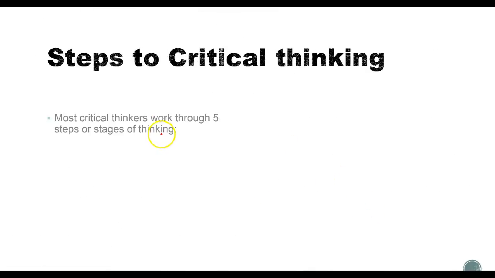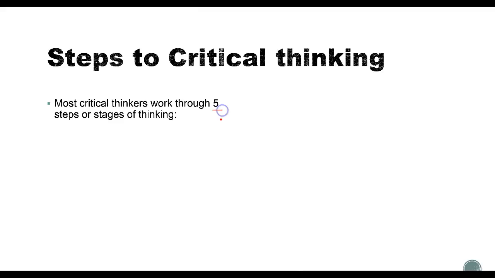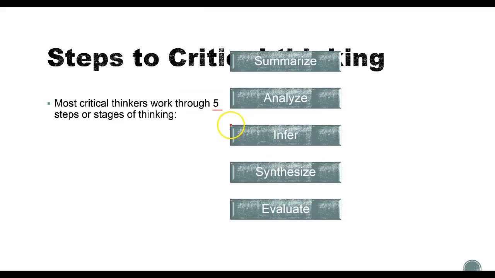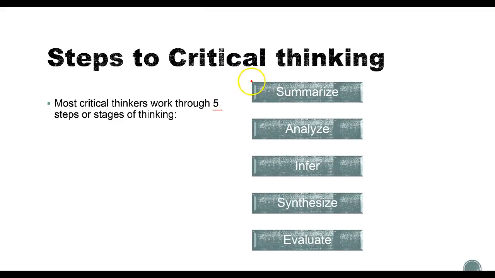So as a general rule, there are 5 steps or stages of critical thinking. And they are summarizing, being able to put into your own words what a thing is or what it's about. Analyzing, breaking something up into little parts. Inferring, drawing little conclusions about those little parts. Synthesizing, thinking back about a whole with a new knowledge gained from an analysis. And evaluating, making some kind of ultimate judgment or decision as a result of your critical thinking.